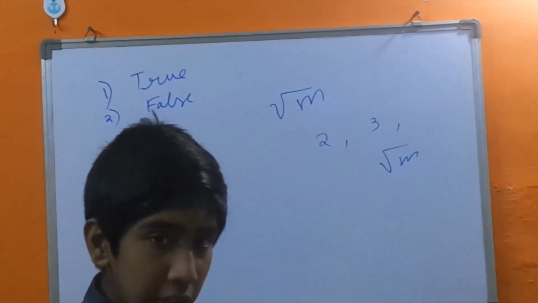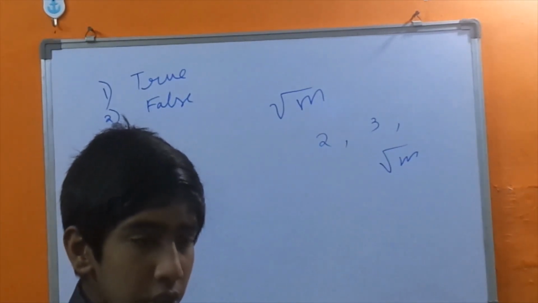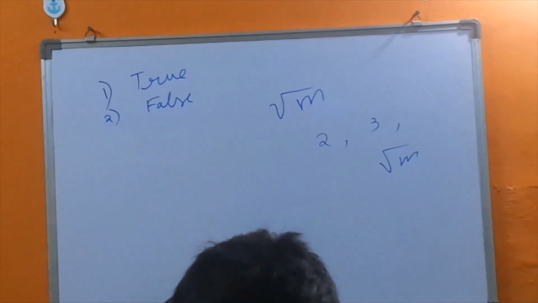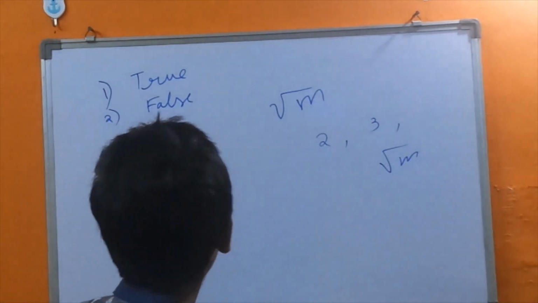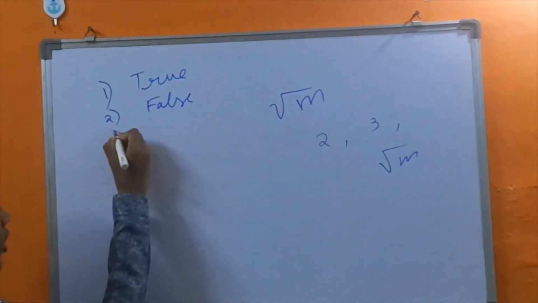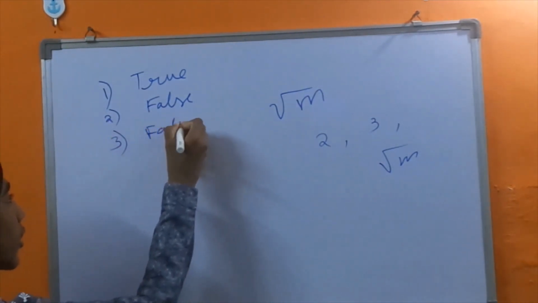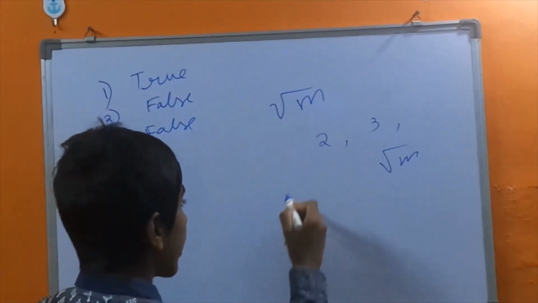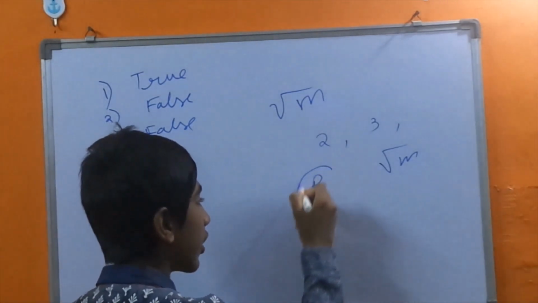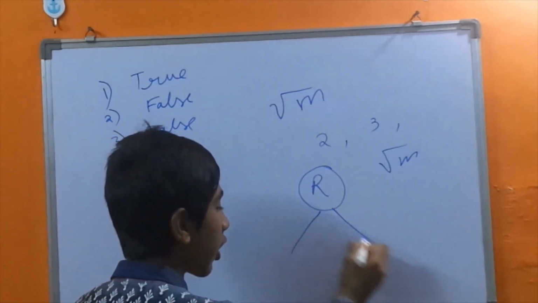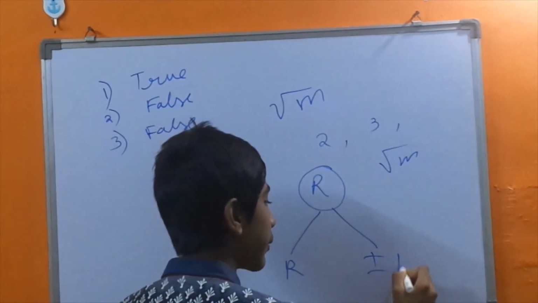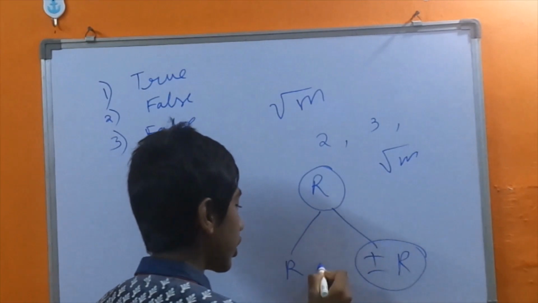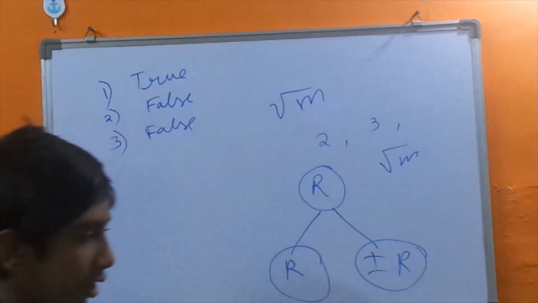Now, the third one is, every real number is an irrational number. That is also false. Real numbers consist of rational numbers and irrational numbers. So this one is false.